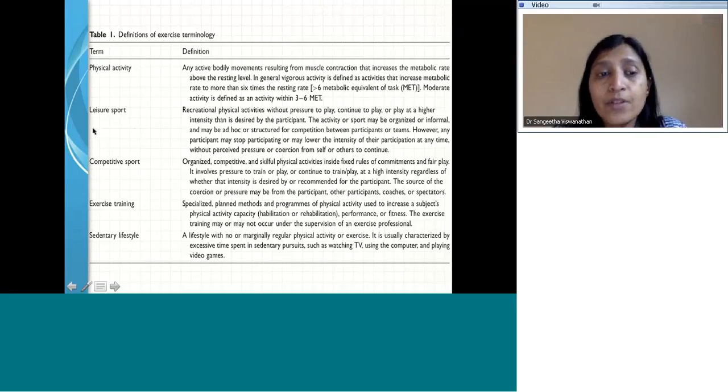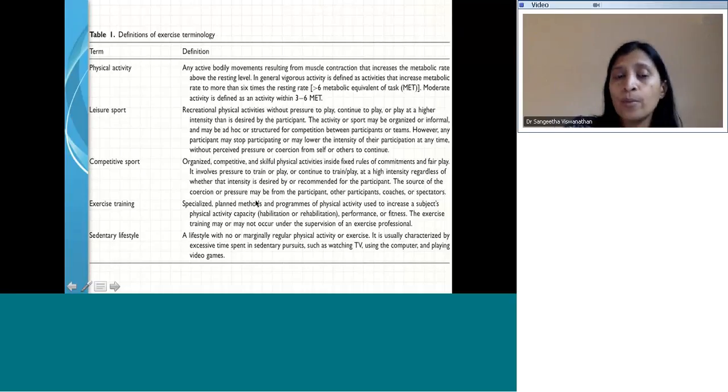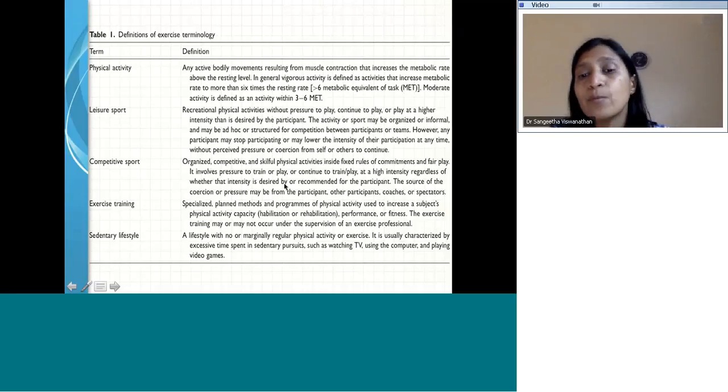Then various definitions of leisure sport. Leisure sport is where you have physical activity, but there is no pressure to compete. So you're not competing either with yourself or with your peers. Competitive sport is when you're competing. You're trying to improve your own performance, or you're trying to compete with other peers or with the opposing team. That is competitive sport.